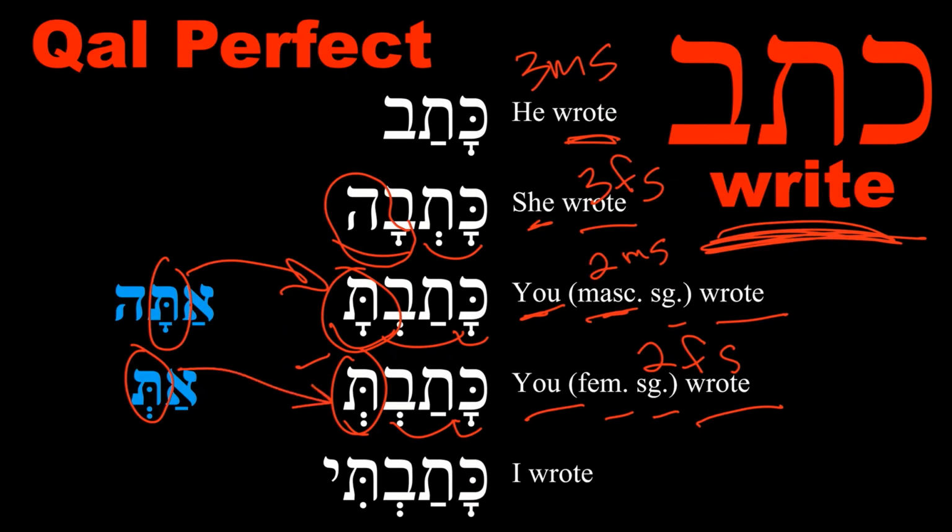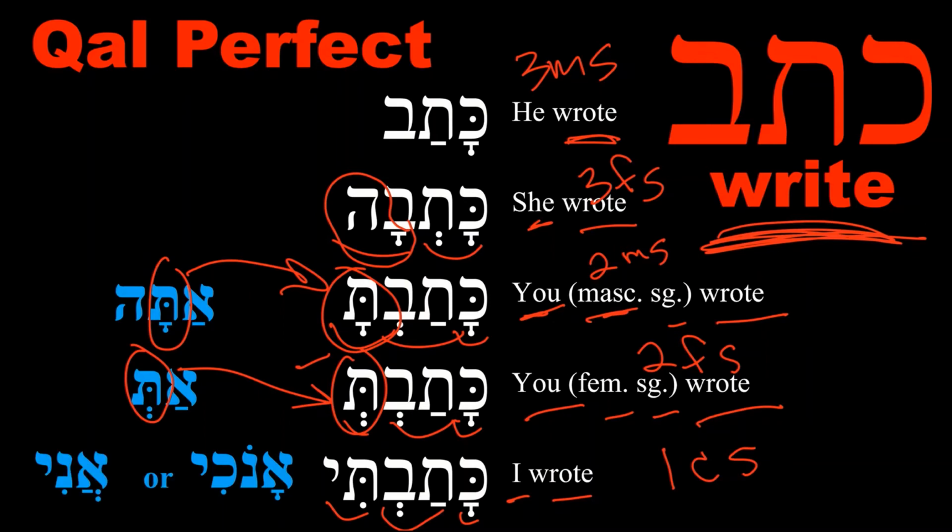Now it's feminine. Now, if you wanted to say I wrote, so this would be a first person, but this is going to be common because it doesn't matter if you are masculine, feminine, you would say I wrote. You would say katavti. Now, likewise, this is going to remind us of our personal pronouns, either anoki or ani. And with these two personal pronouns, notice that you have the yod at the end here and the hiriq, so therefore we notice that in the actual verb.